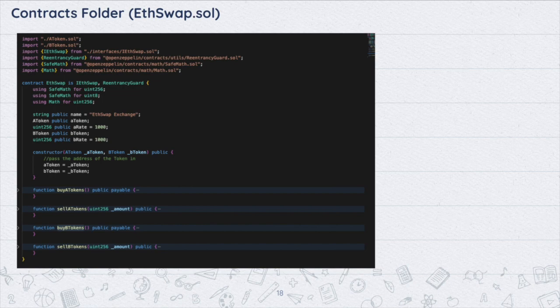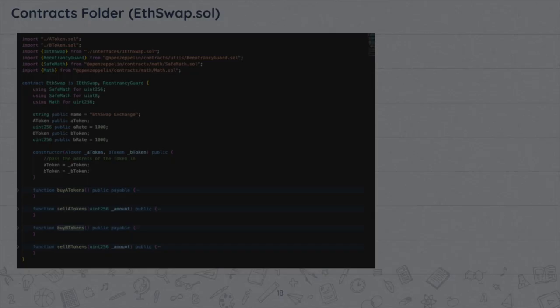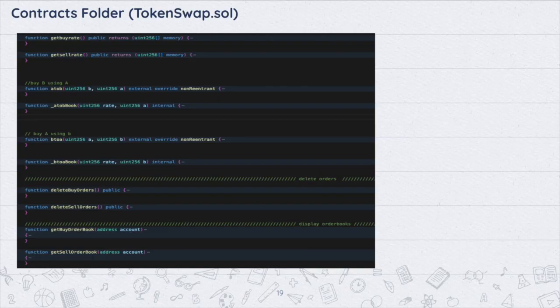The ethSwap contract implements the buying and selling of A and B tokens using Ethereum. The token swap contract implements the main functionality of the decentralized exchange. It allows the swapping of tokens between A and B. It also tracks the orders and matches them according to the best rate available. Partial order is also being implemented. The next slide will explain the main function A to B with more details.